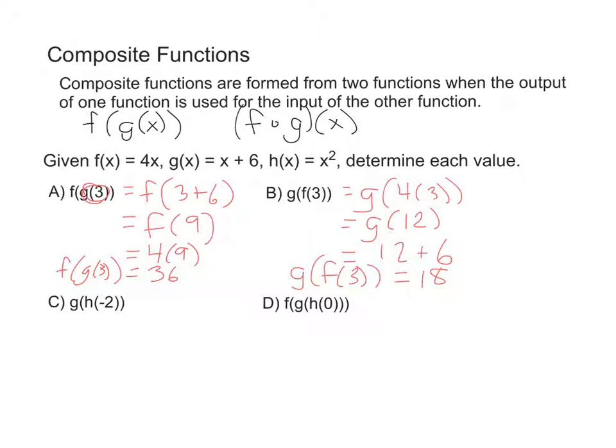Different than f of g of 3. If you notice, the first one was f of g of 3 and the second one was g of f of 3. They're different. You can't switch the order and have them equal the same thing.